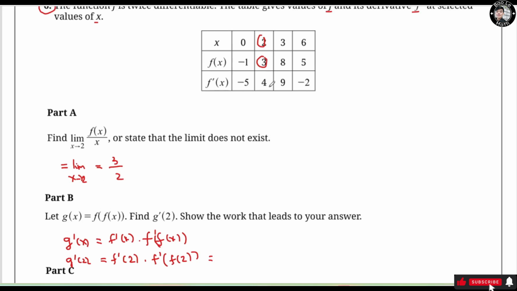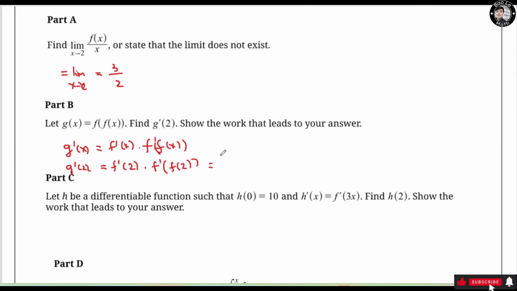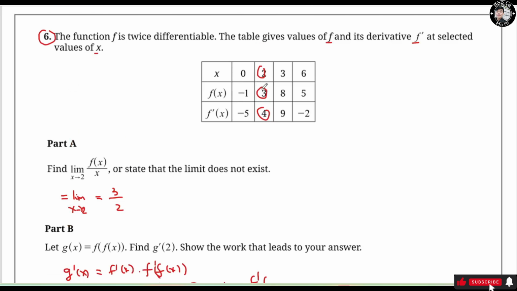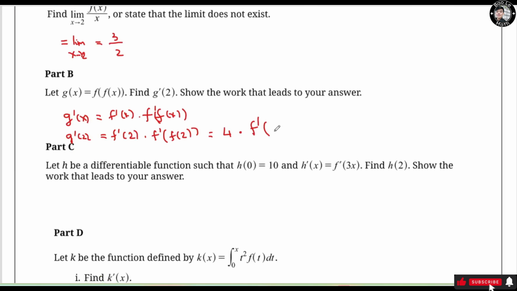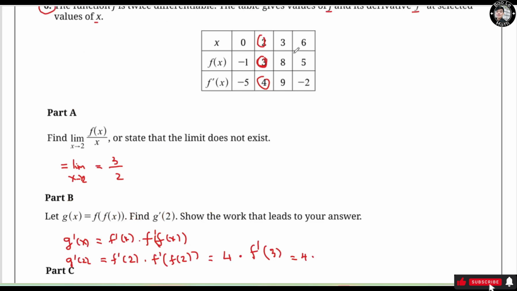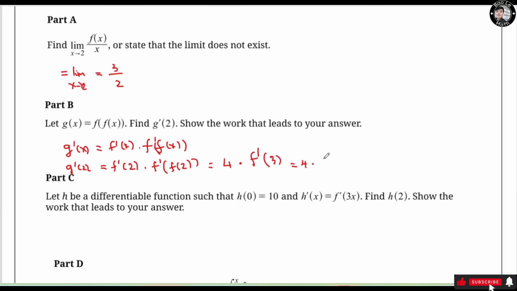So f prime of 2 is 4 right here, times f prime of f of 2. f of 2 equals 3. So it will be 4 times f prime of 3, which is 9, right? So the answer must be 36.